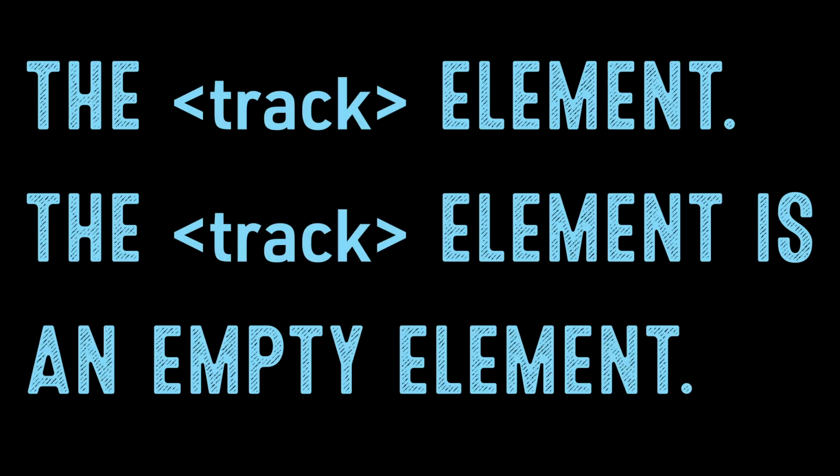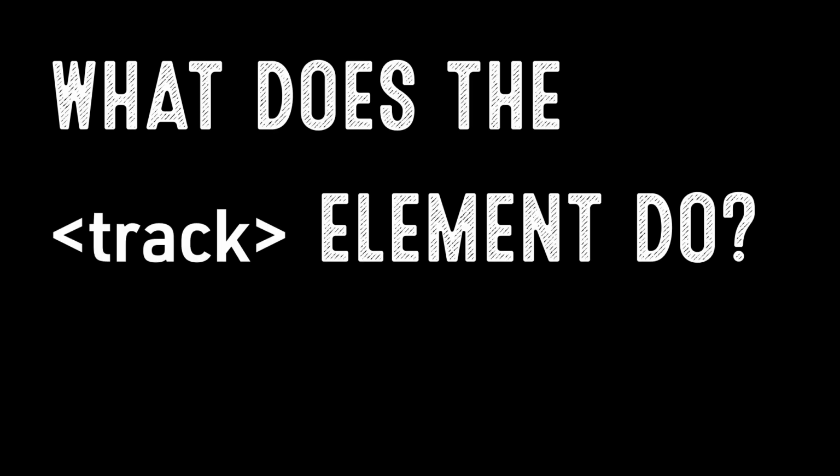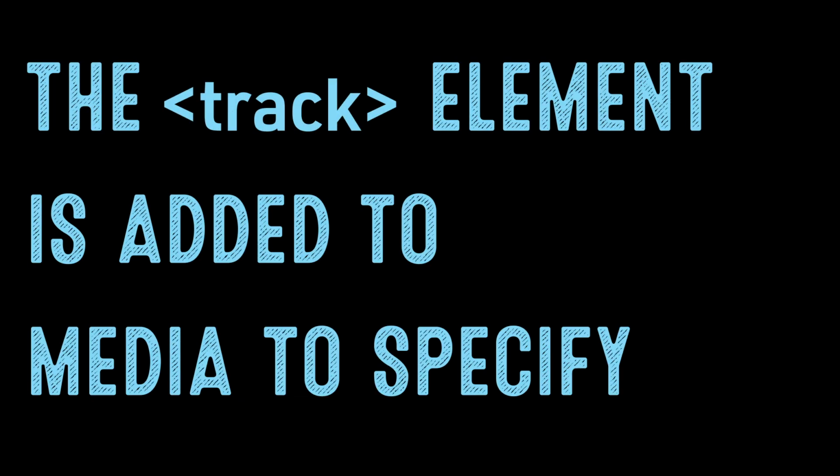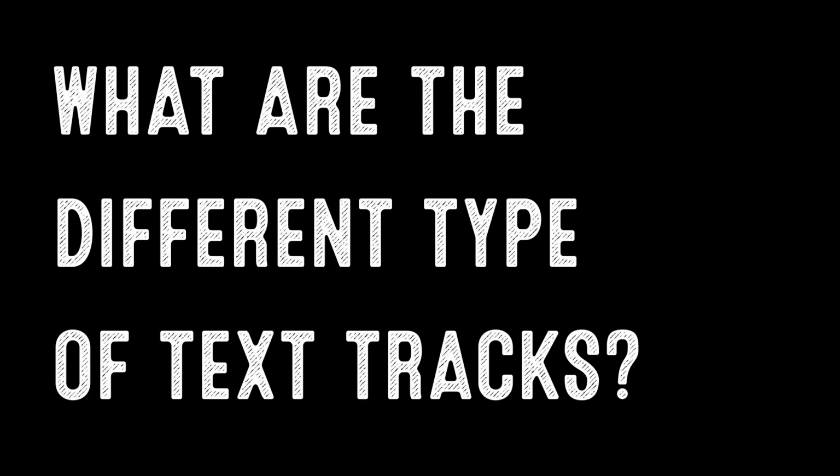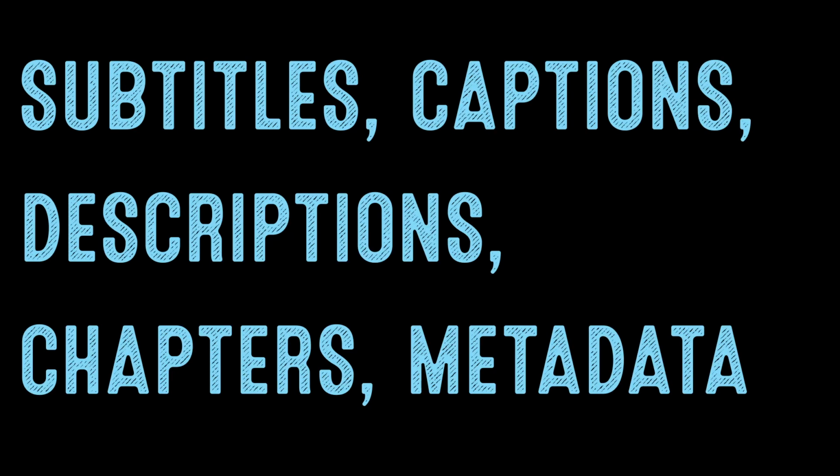The track element. The track element is an empty element. What does the track element do? The track element is added to media to specify timed text tracks. What are the different types of text tracks? Subtitles, captions, descriptions, chapters, and metadata.